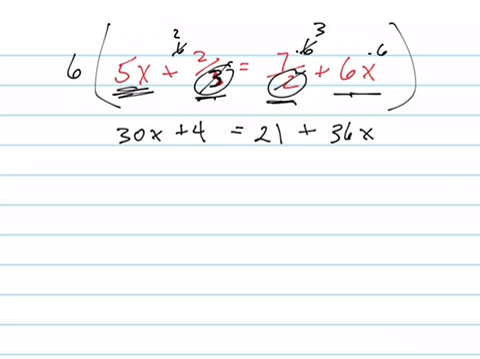Now which way should I move the x's? You don't always want to move them left. You want to move them where they're positive. So I'm going to subtract 30x from both sides. And at the same time, I'm going to move this over here by subtracting 21.